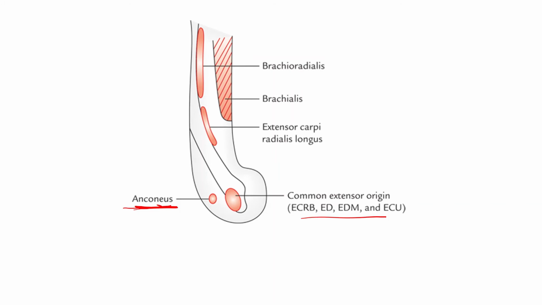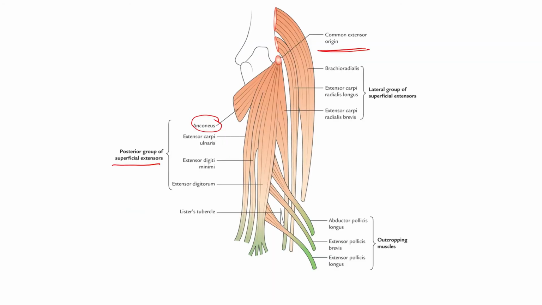This muscle descends down to get inserted onto the posterior surface of the olecranon process. The insertion of this muscle is over the posterior surface of the olecranon process. So this is about the short triangular muscle of the posterior compartment, which completes the extensor group.